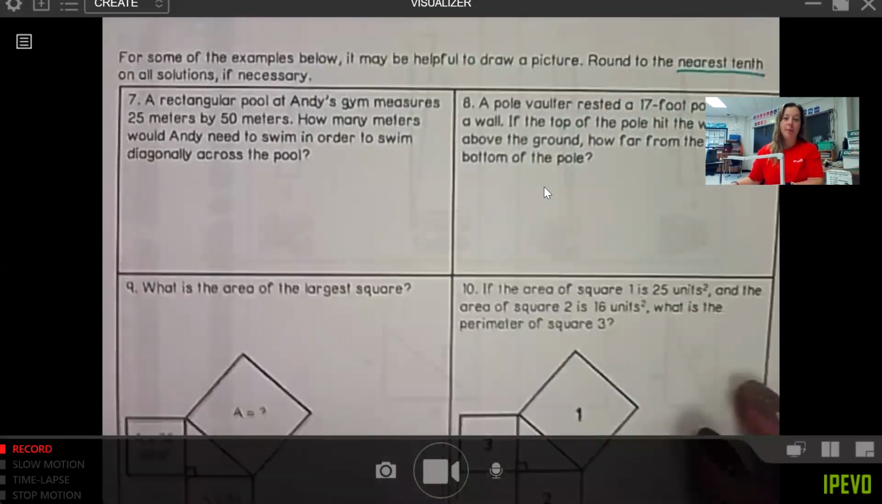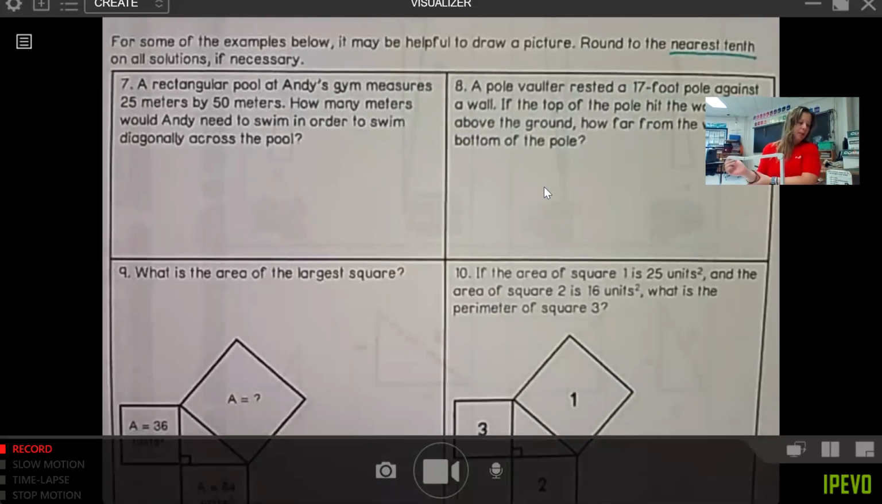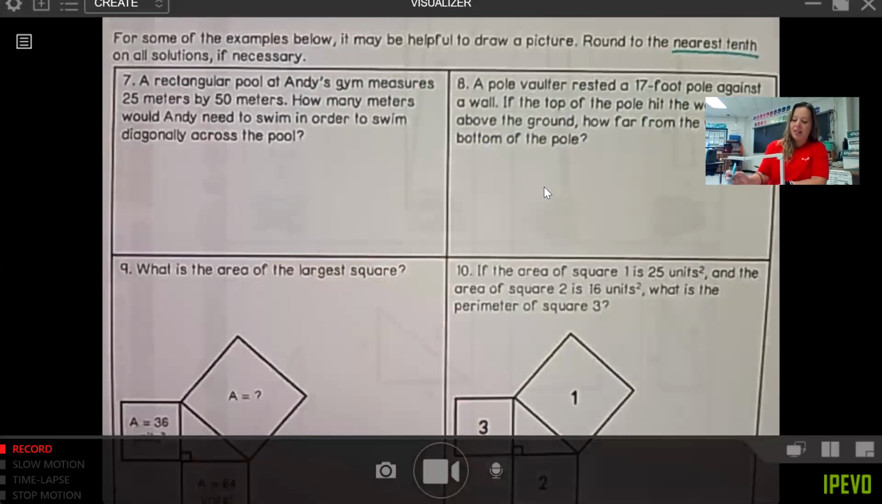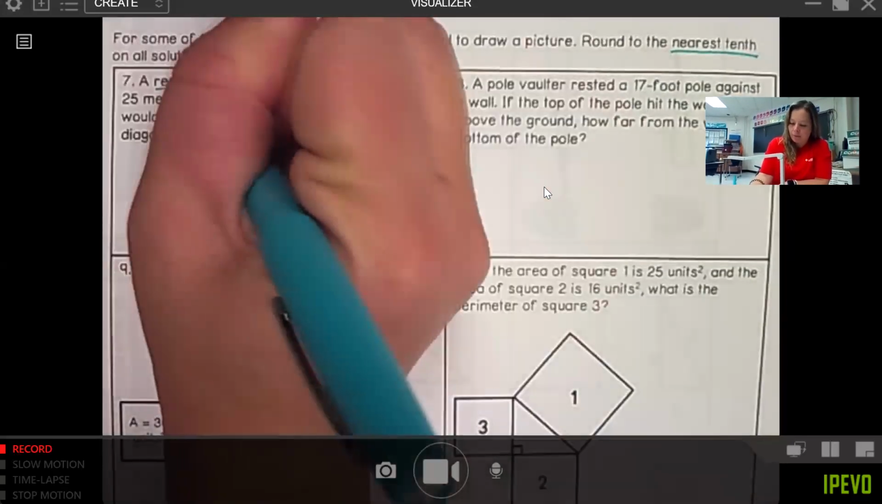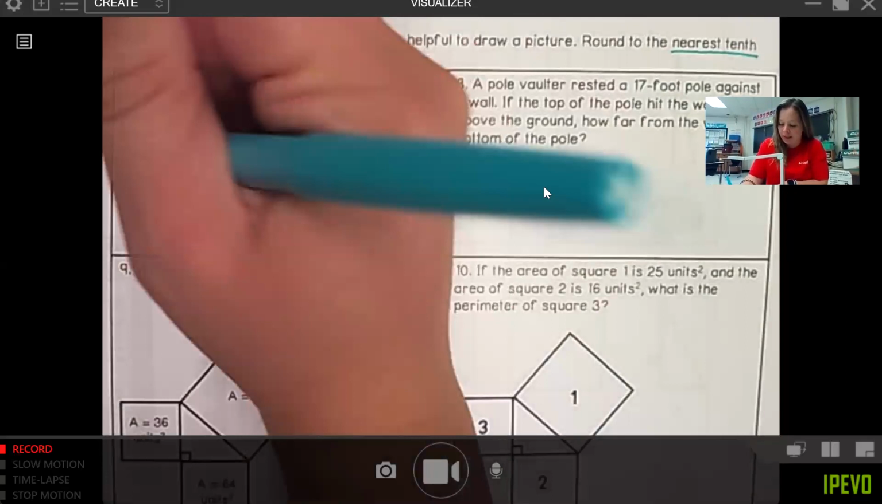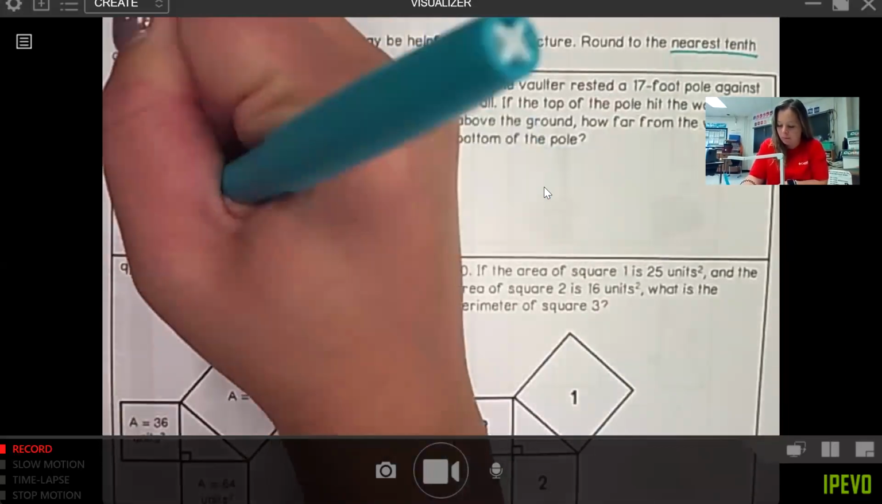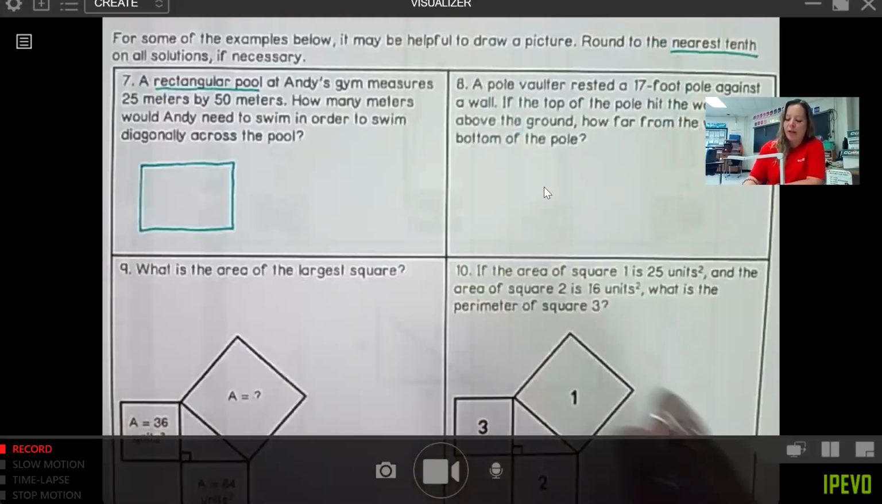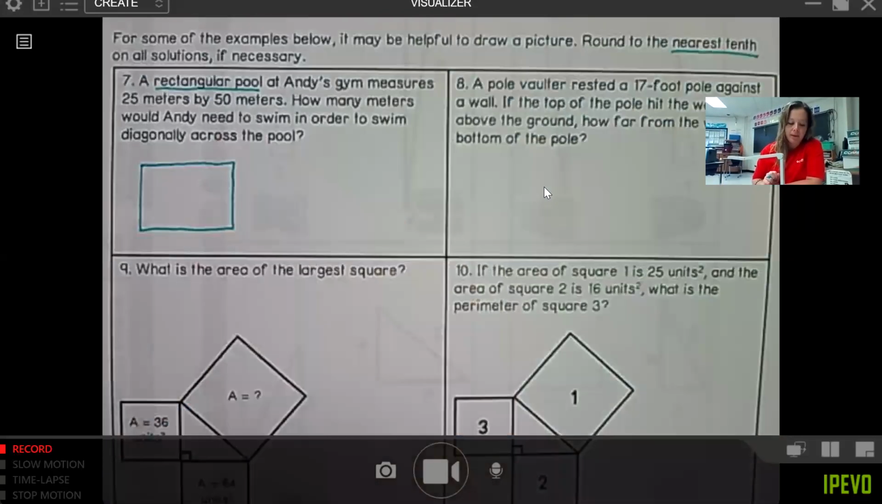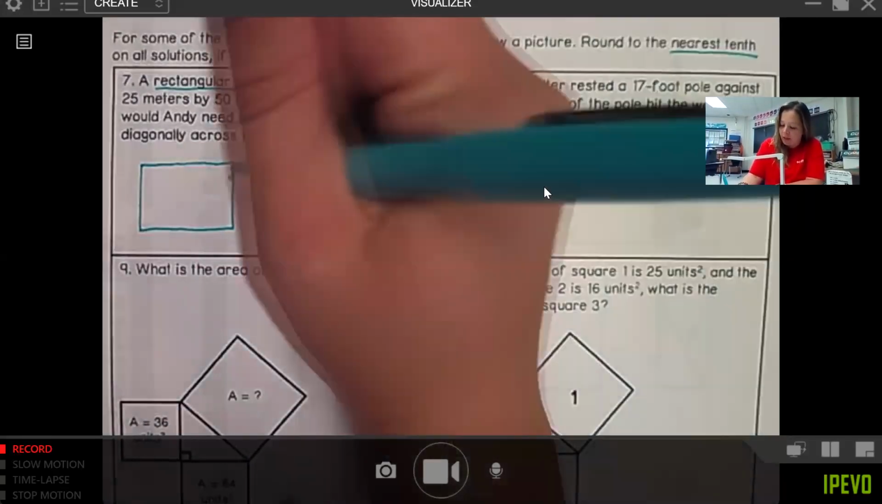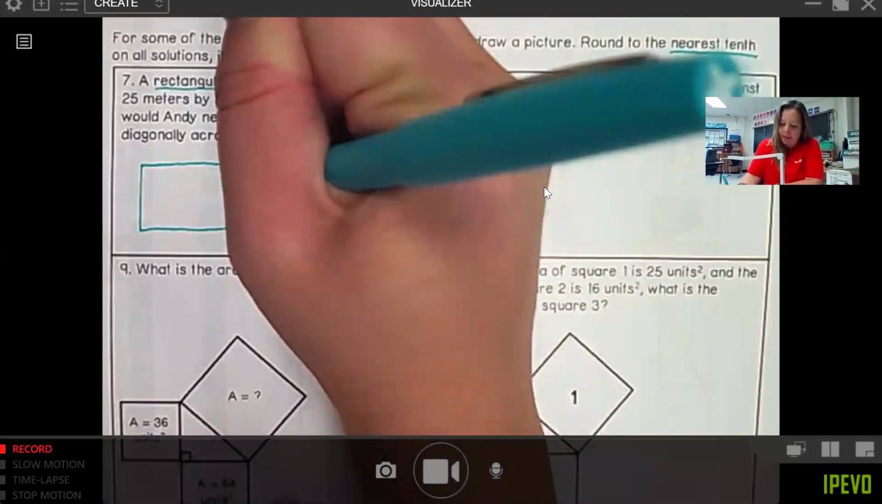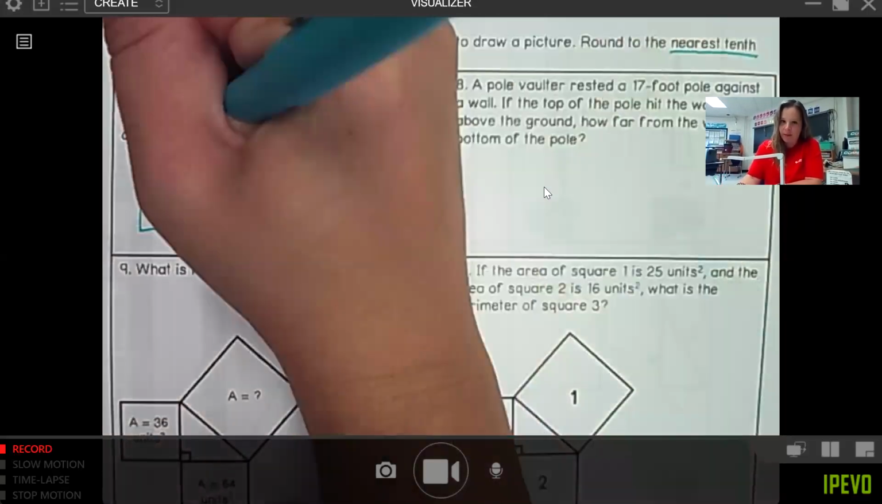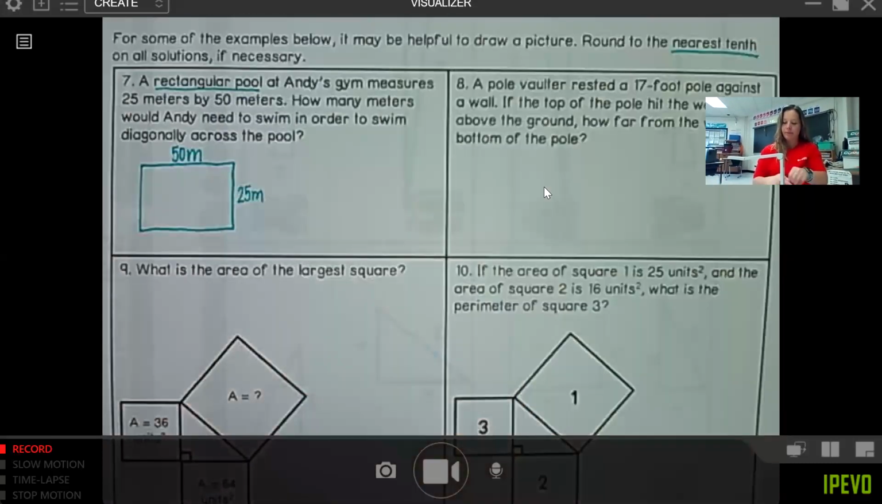Looking at the first word problem, and we will draw a picture because it does help. It says a rectangular pool at Andy's gym measures 25 meters by 50 meters. So right away, I'm going to draw a rectangle. I know that 25 is smaller than 50, so I can tell which side would be 25 and which side would be 50. The smaller side would be 25 meters, and then the larger side of the rectangle would be 50 meters.